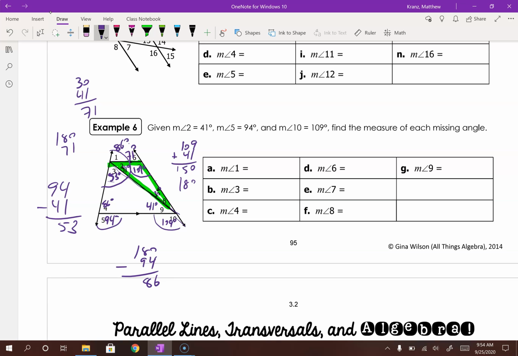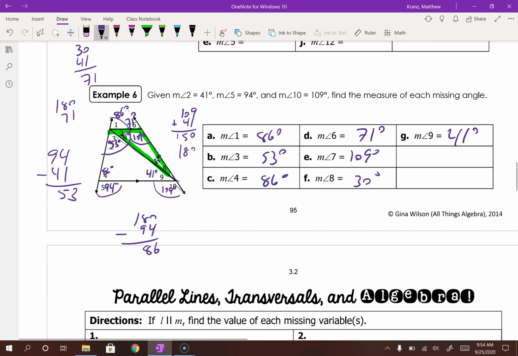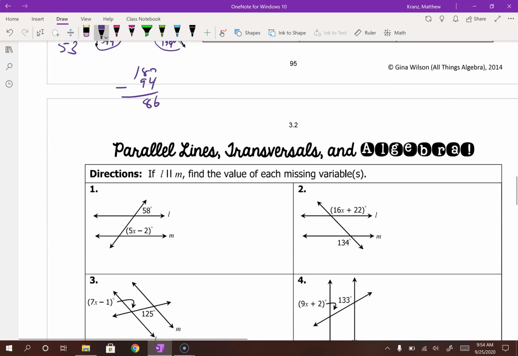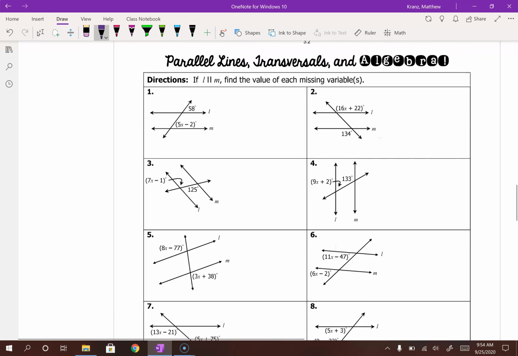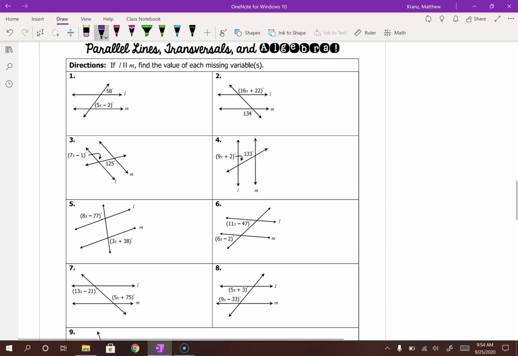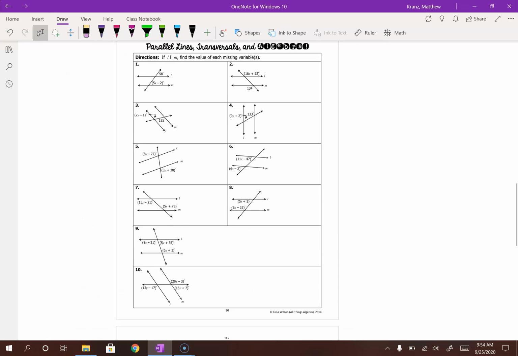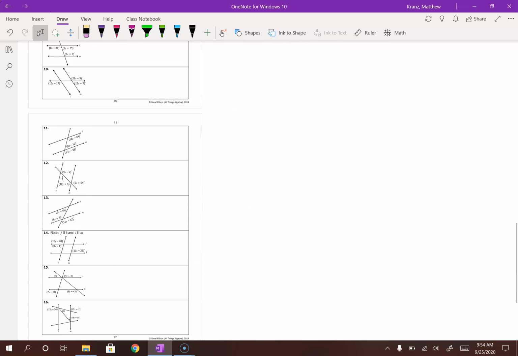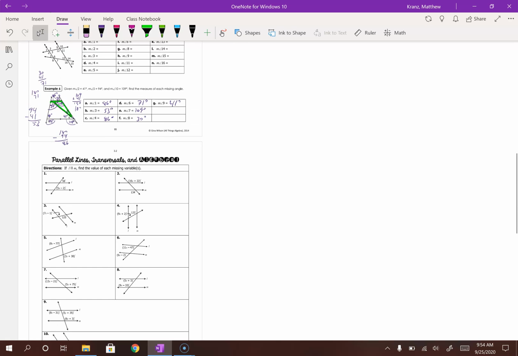So we solved for all our angles. It did take some work. So I have 86, 53, 86, 71, 109, 30, and 41. All right, so now we can use this for some algebra. Now, in the algebra portion, we're just going to use these properties to solve for some bigger problems.